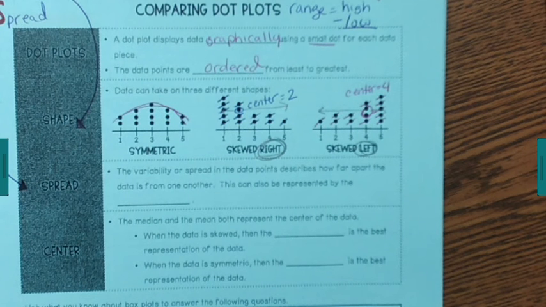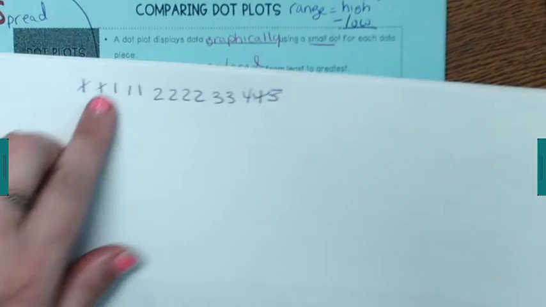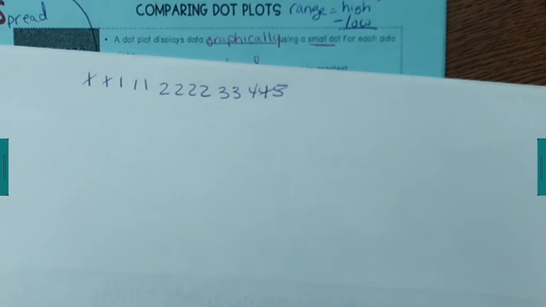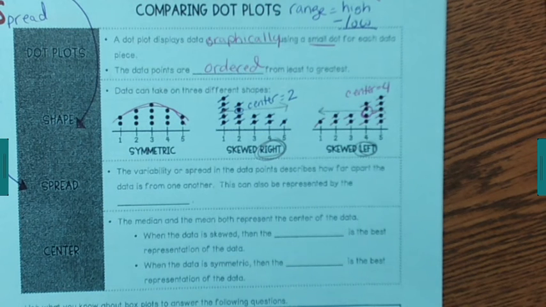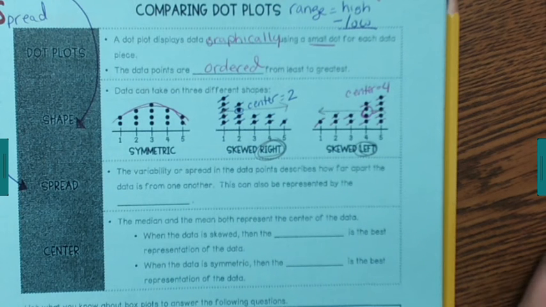And again, if that confuses you, you can write them all out, but you're going to have a lot of dots usually, so this is going to take a while. So just mark dot, dot, dot, dot, dot, dot till you get to the center. Everybody okay with shape? Yes. All right. Next is spread.